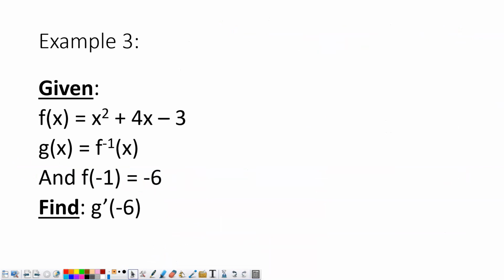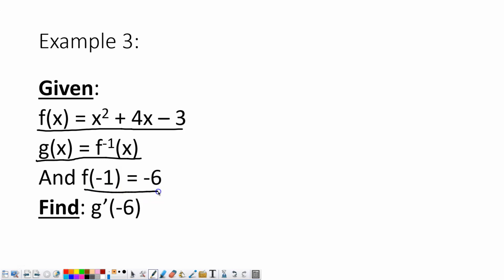All right, let's take a look at another type of example here. So instead of working with tables now, we're going to do a similar thing. We're just going to be doing it with equations instead of tables this time. Okay. So let's go ahead and look at what we're given here. So I have this function f of x, and I'm giving you a new function called g, and it's the inverse of f. That's what g equals f inverse of x means.